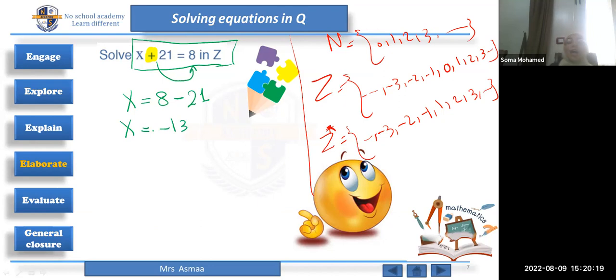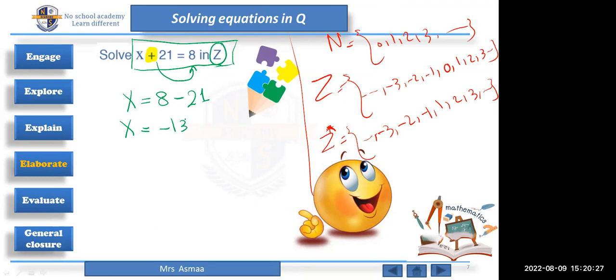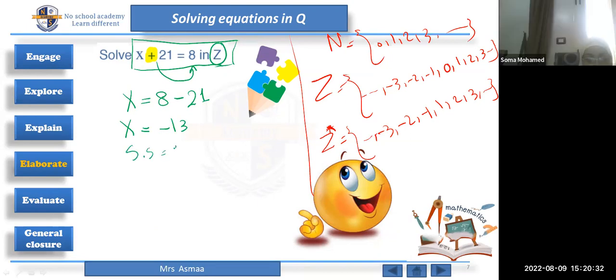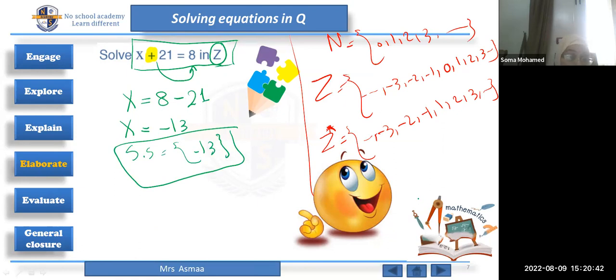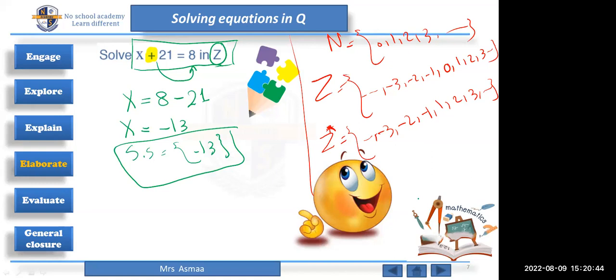Right. I will ask you another question. Negative 13, is it in Z or not? Yes, it is. So the solution set equals {-13}. If the number is not in the set, the solution set would be equal to the empty set. Do you remember the empty set? Yes.